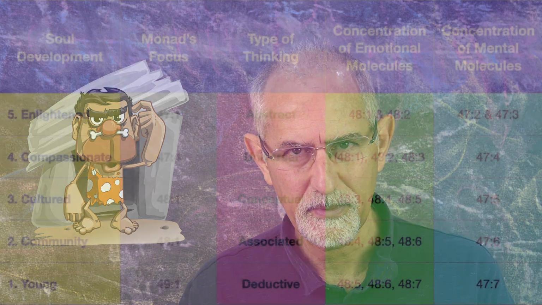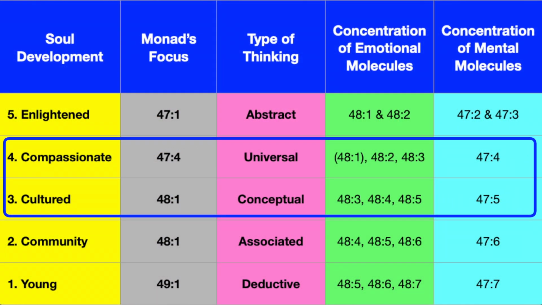This is obviously occurring at an advanced stage of human development. Caveman was not over-engaged in percepts and concepts. This occurred when we reached the 3 cultured and 4 compassionate stage to a much greater degree.